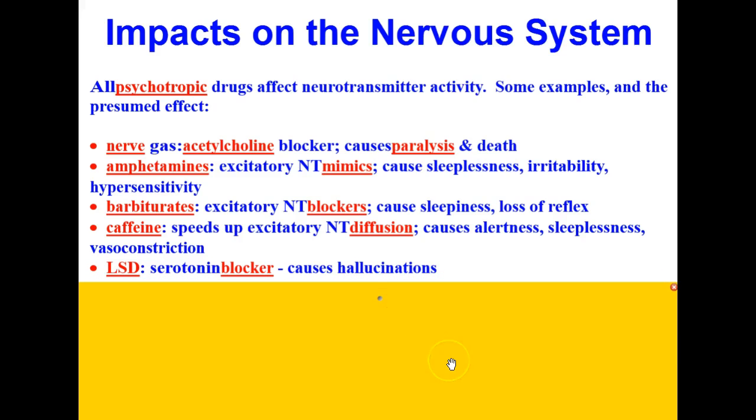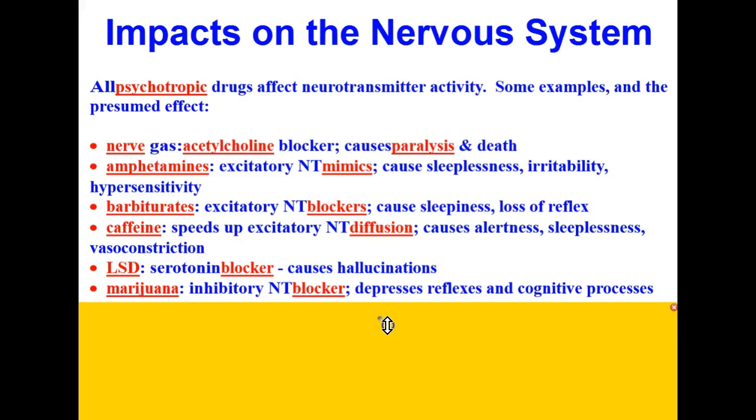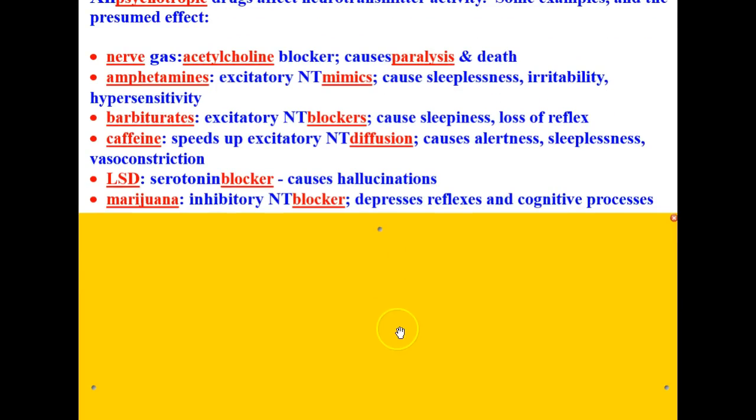LSD is a serotonin blocker. Serotonin, you remember, is a neurotransmitter, and LSD blocks serotonin, and this causes hallucinations. Marijuana is an inhibitory neurotransmitter blocker, and it depresses reflexes and cognitive processes.